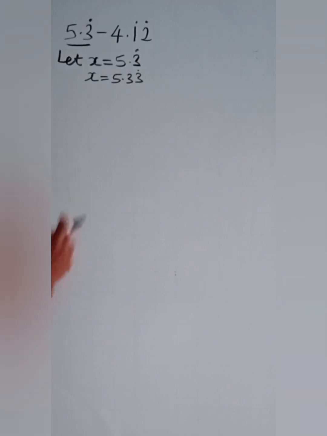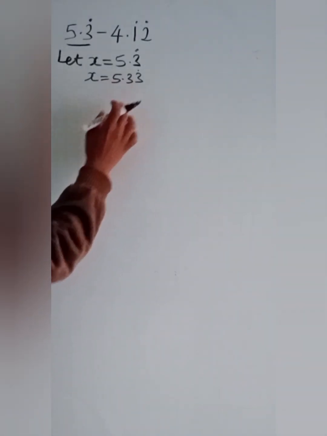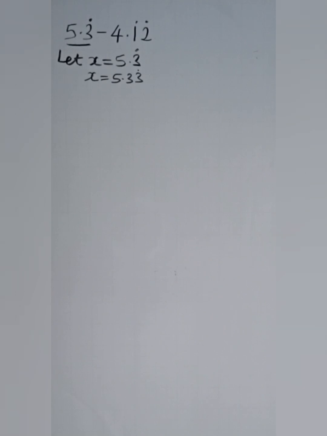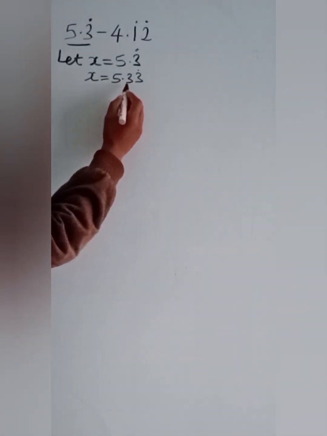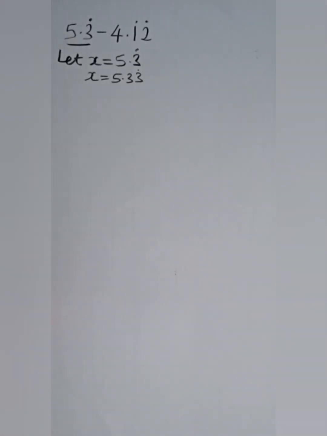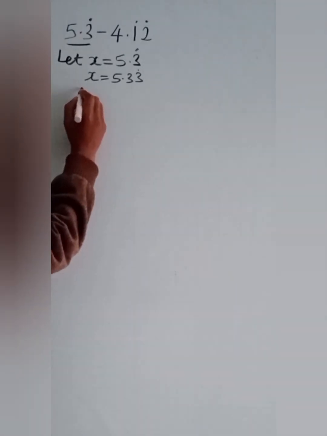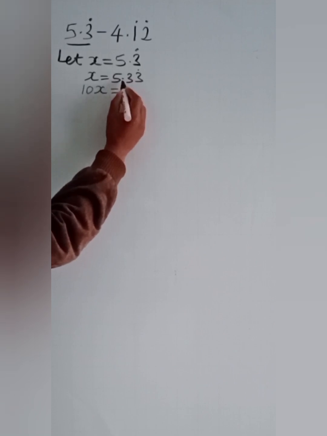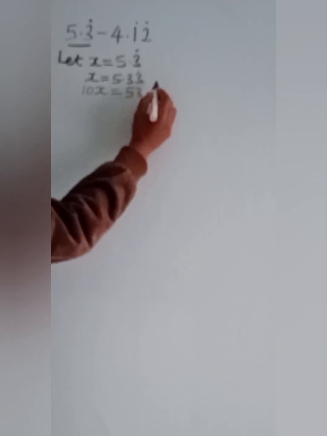Ask yourself, what can I multiply by so that one set of the recurring numbers comes to before the decimal point? The number that's recurring here is one number only, and that is 3. If we multiply by 10, the decimal will move from here to here, and by so doing, one of those recurring numbers will come to before the decimal point. So let's multiply both sides by 10. That means 10x will be equal to 53.3 recurring.